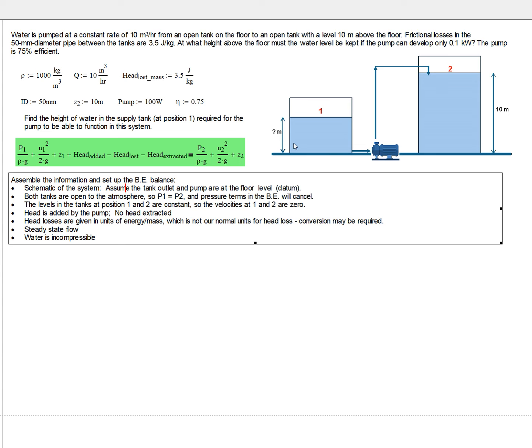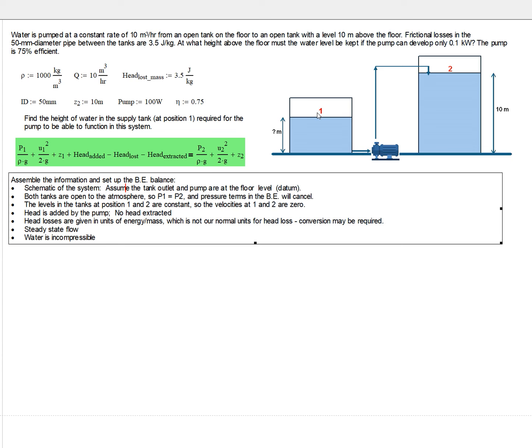So my reference, I am going to set at the floor, so everything is going to stay positive, and so Z2 is going to equal 10 meters. Z1, that's our unknown. So that's what we're going to be solving for.